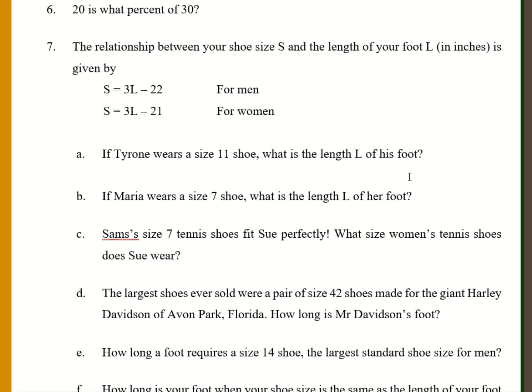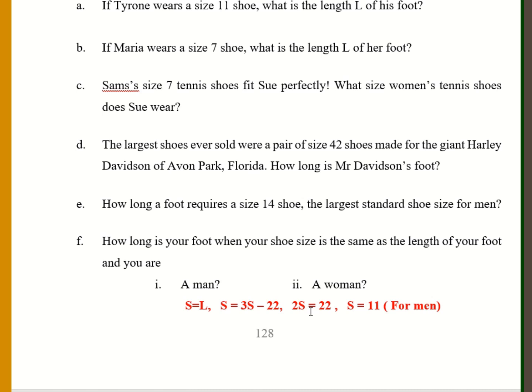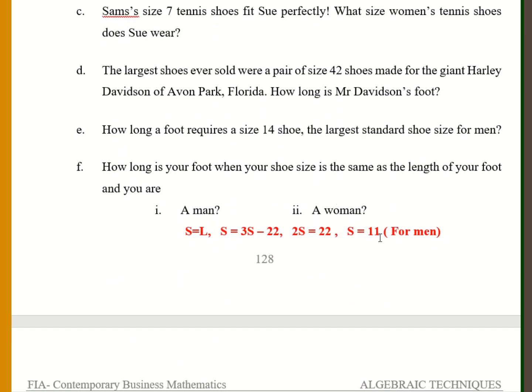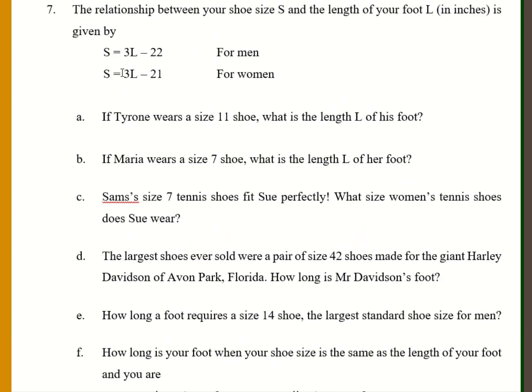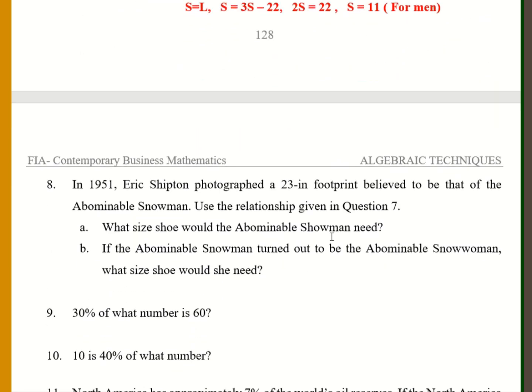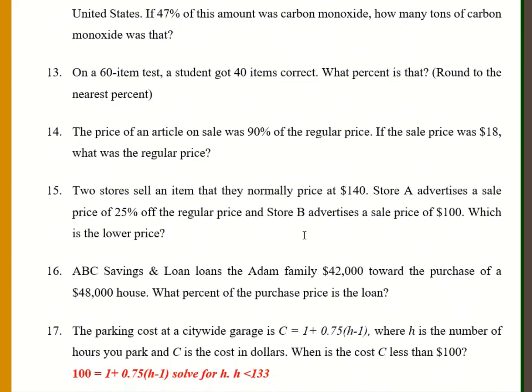That means for this equation now, we have to do both. For men first, S is equal to L, right? So when S is equal to L, you will have only one unknown, meaning now the L is also S. Then you solve it to find S. So for men, when your size and your length are the same, it is a size 11. That means the length of your foot will also be 11 inches. Your size will also be 11. All right, so you do the same thing for the women's equation here. S equals 3S minus 22 and you find S. All these should be quite simple. All of them are quite direct.